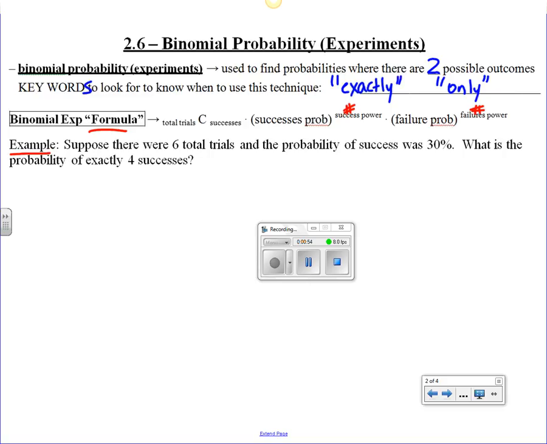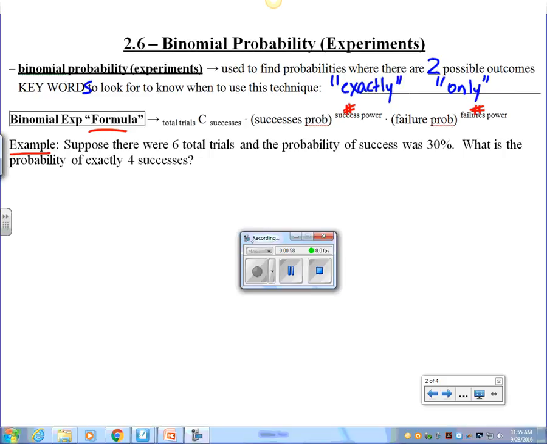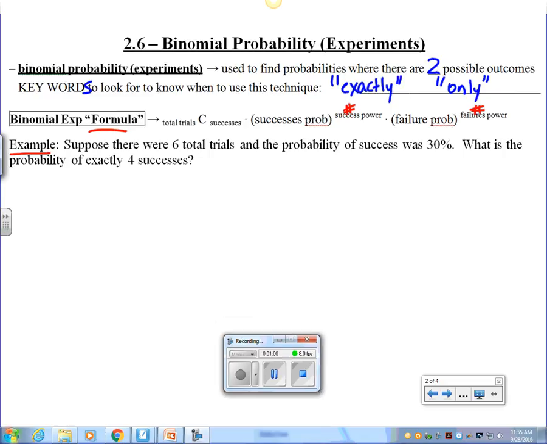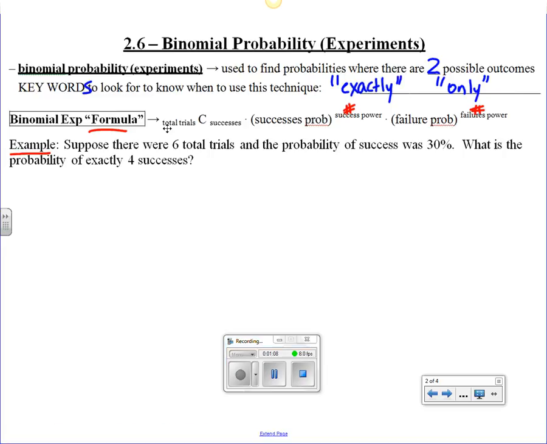At any time you can pause this video if I'm going too fast and you need to catch up on taking notes. Suppose there were 6 total trials and the probability of success was 30%. What is the probability of exactly 4 successes? The formula says to start with total trials. Well, there are 6 total trials. Choose the number of successes. Well, there are 4 successes. So 6C4 is the beginning of your formula.